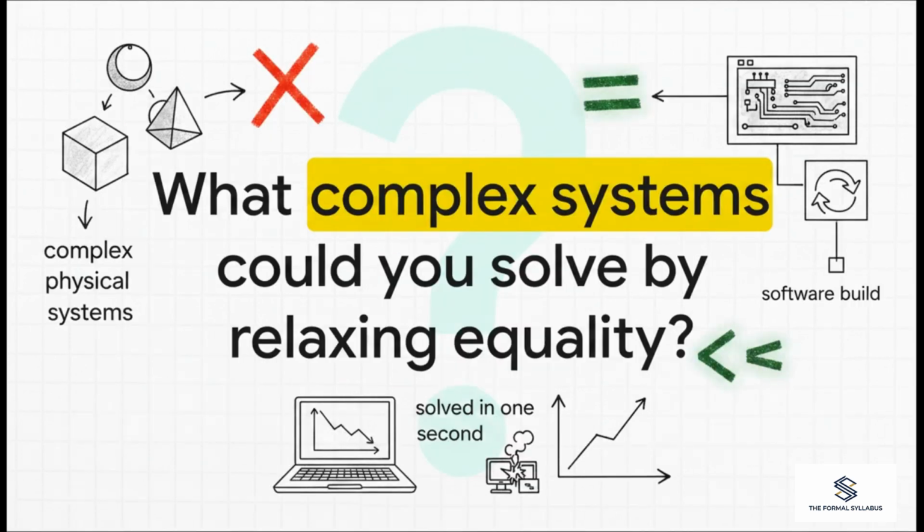Which leaves us with this final thought. We literally just took a physics problem that crashed a computer and solved it in 1 second by changing a single equal sign to a less than or equal sign. So what other complex physical systems could you instantly solve just by relaxing one rigid equality into an inequality? Keep that in mind for your next software build.